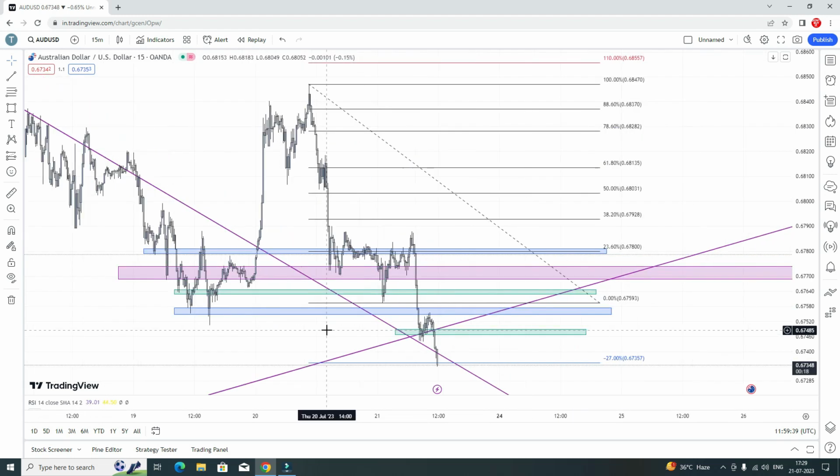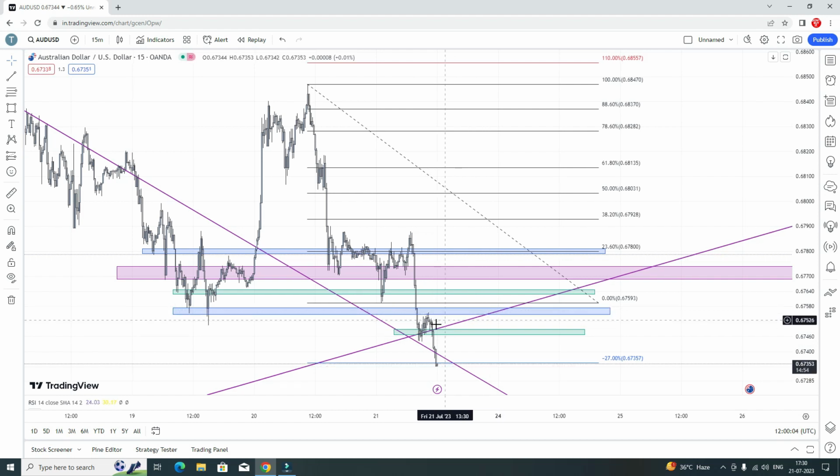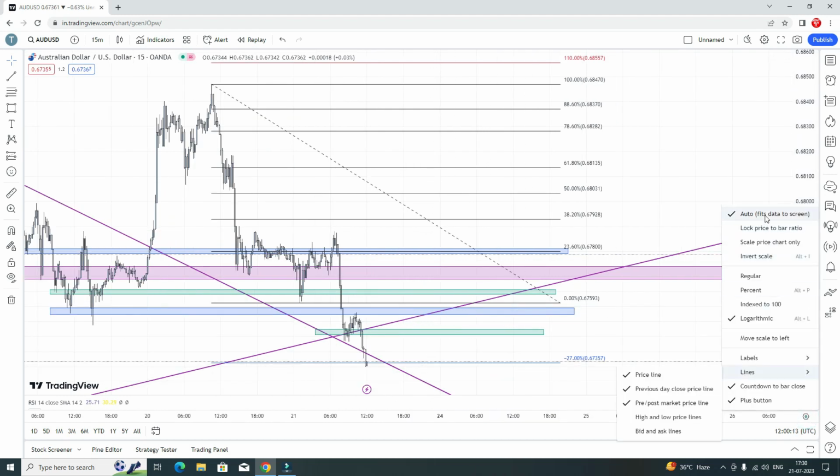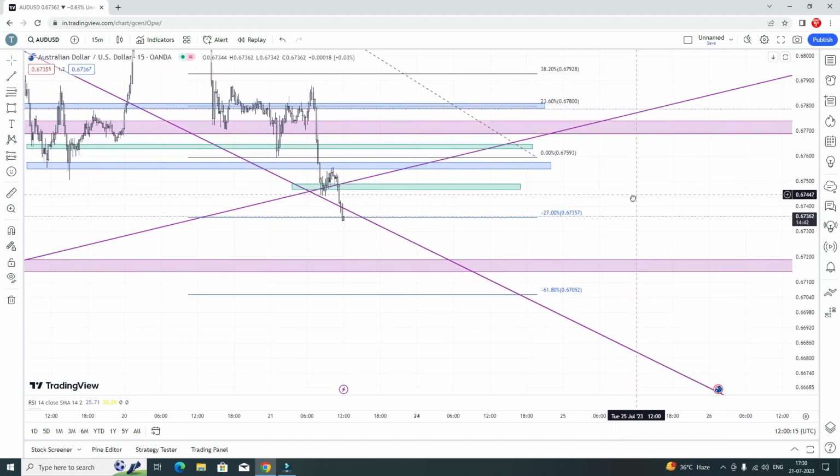Looking at it from a larger time frame perspective, we see that from higher highs and higher lows, it was sideways for some time, and then suddenly there's been a big drop. This must have been the news about Aussie dollar weakening. Then the price came back up to this level and now it's again dropping. So let me just remove auto fit and see what it looks like.